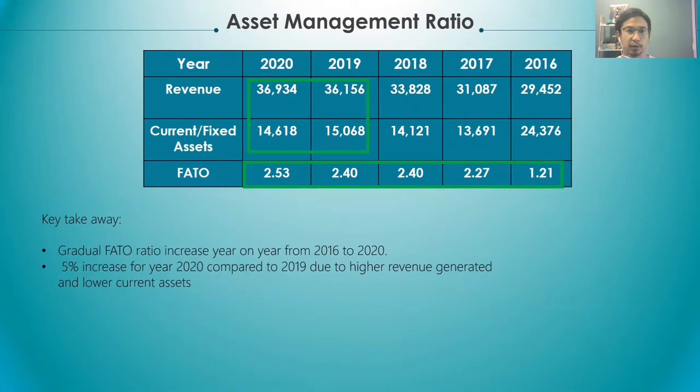Now we're moving on to the next one, which is the fixed assets. We can see that Sandabi has gradually had a very good increase of FATO from the year 2016 year on year up until 2020. This is mainly because Sandabi has managed to have a very high income and also lower its fixed assets throughout the years. That means they have managed their fixed assets much better.